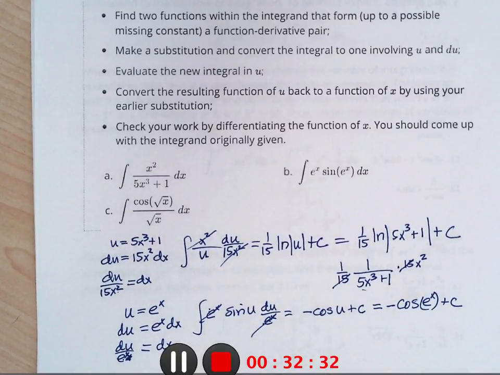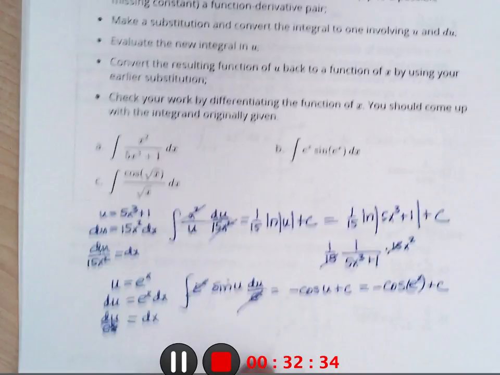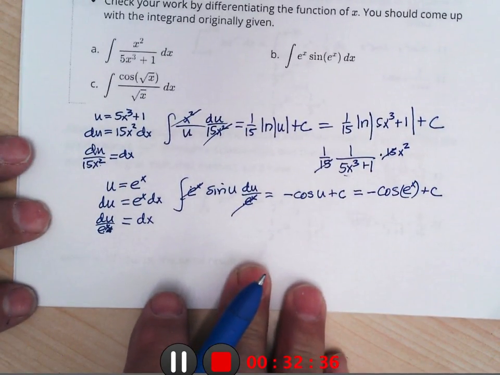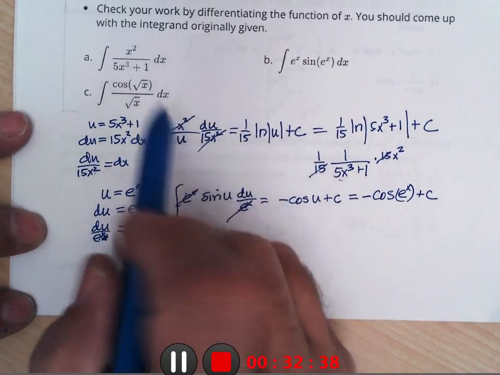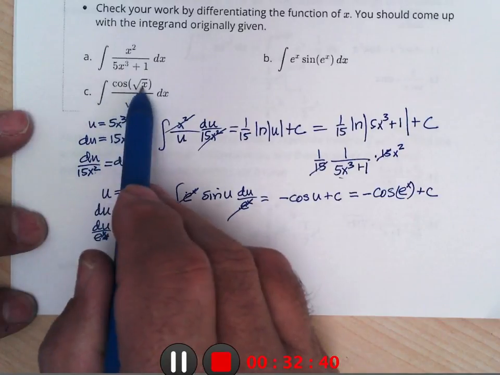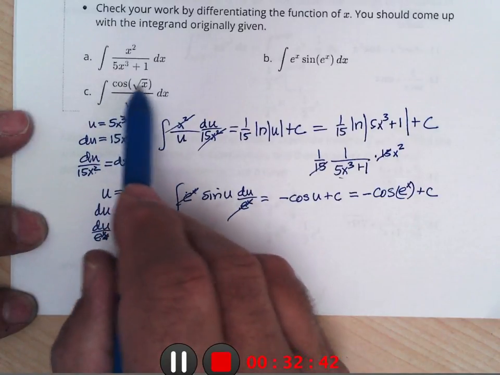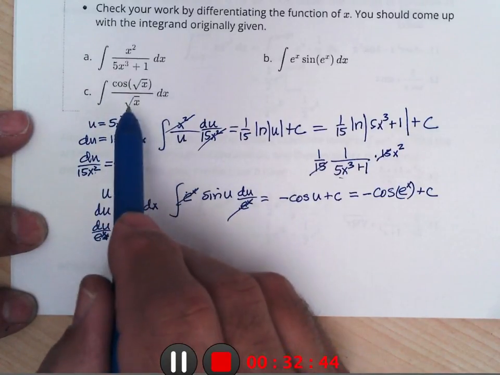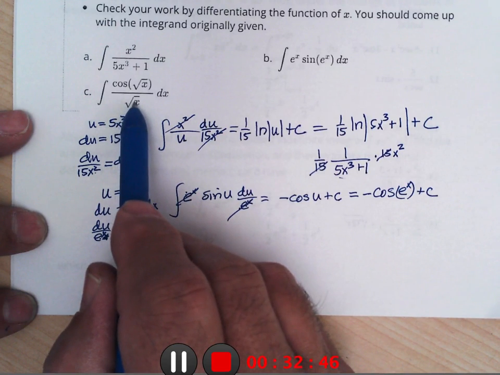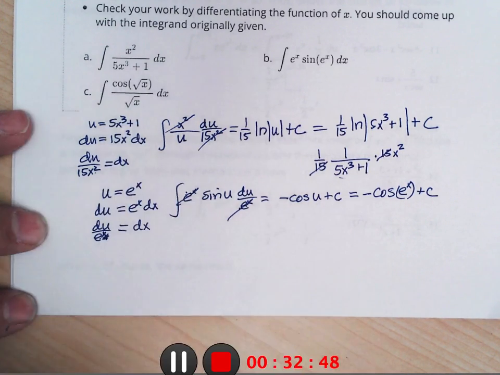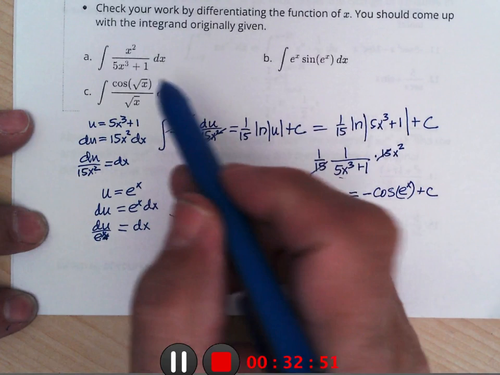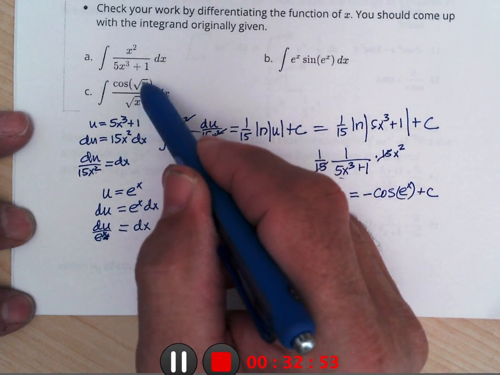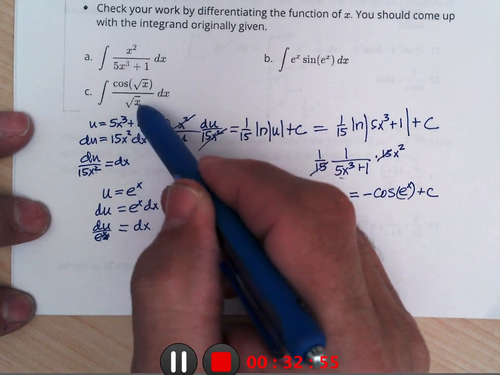And finally, the next one. Okay, so I could let u be cosine of square root of x. I could let u be square root of x. Letting it be x wouldn't do anything. I'm hoping the square root will cancel out somehow. So I'm going to let u be the square root.